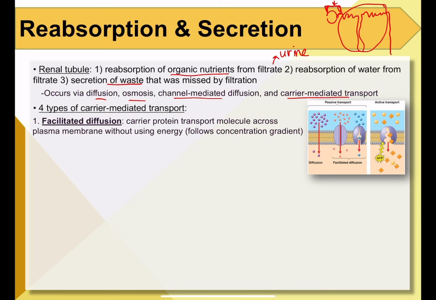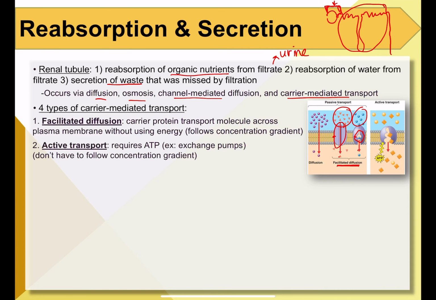Now, there are 4 types. You have facilitated diffusion, which is either of these 2 types, where the carrier protein transports these molecules across the plasma membrane without using energy, just by following the concentration gradient, either as a channel protein or a carrier protein. Remember, channel protein just has that little hole going through the protein, allowing the triangles to get to this side, or carrier protein, where the substrate has to bind to a particular active site within the carrier protein, which then dumps the substrate to the other side of the cell.